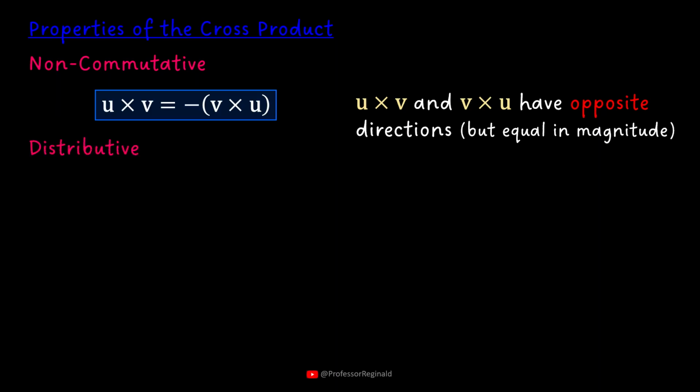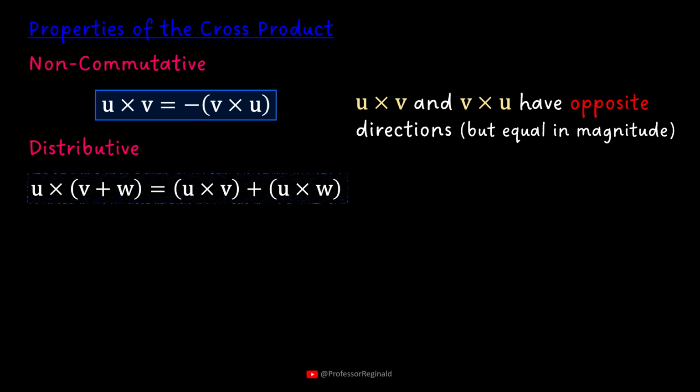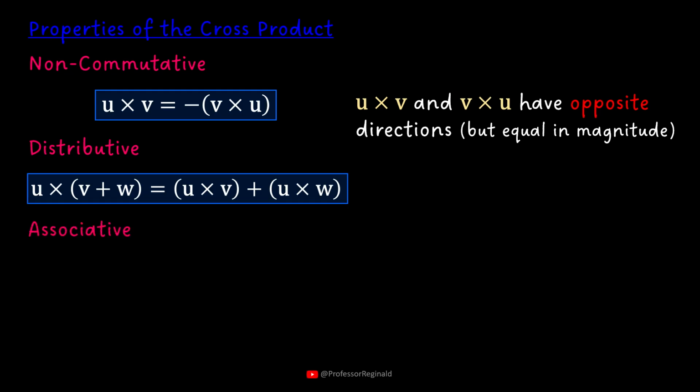Distributive over vector addition. The cross product of u and the sum of v and w is the sum of the cross product of u and v and the cross product of u and w. Associative. The grouping of a cross product with a scalar does not change the result, which means a scalar multiple of a cross product is associative.